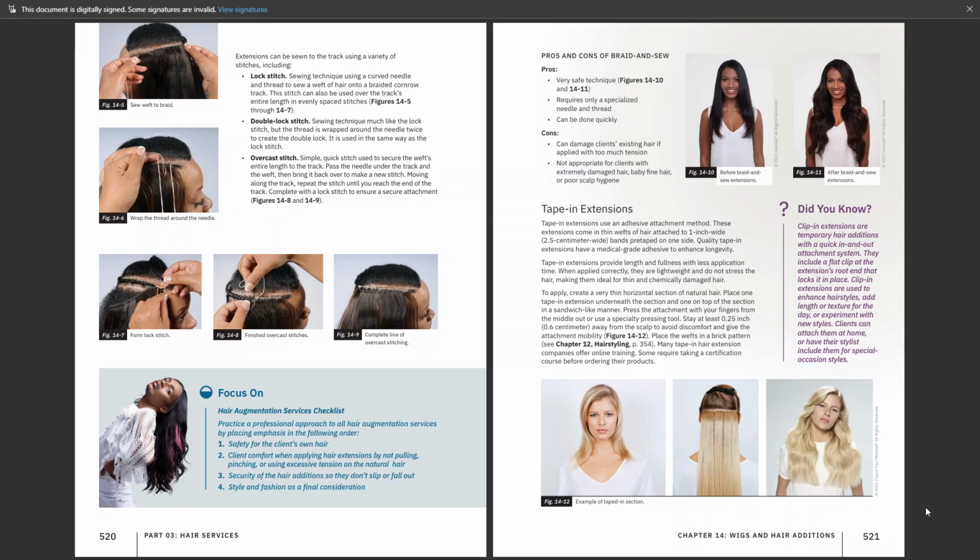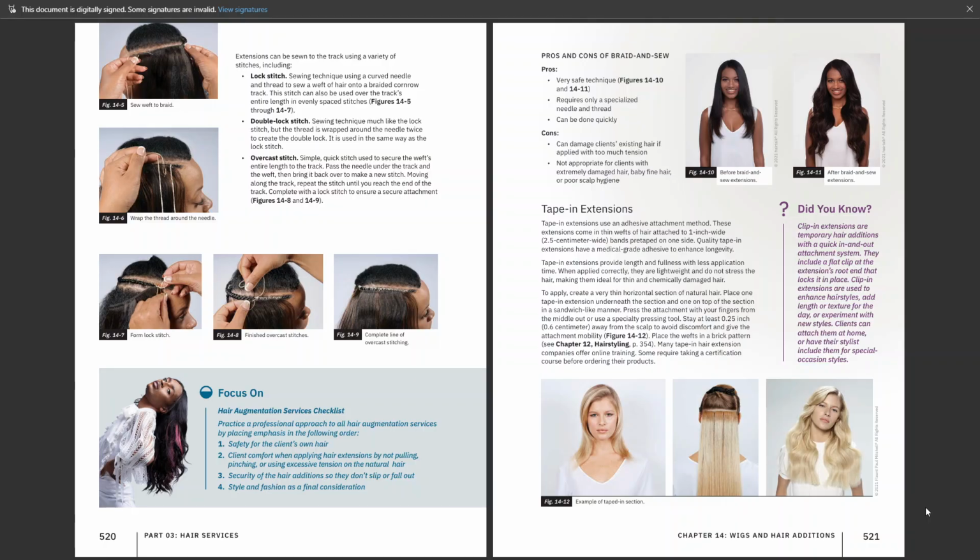Overcast stitch. A simple, quick stitch used to secure the weft's entire length to the track. Pass the needle under the track and the weft. Then bring it back over to make a new stitch. Moving along the track, repeat the stitch until you reach the end of the track. Complete with a lock stitch to ensure secure attachment. Figures 14-8 and 14-9 show examples.